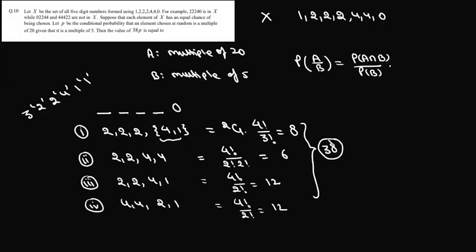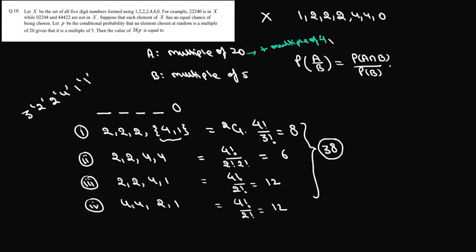Now it says we need to find the probability that the number is a multiple of 20 when it is given that it is a multiple of 5. Now it will be a multiple of 20 when it is a multiple of 5 and it is also a multiple of 4. So for this we need this additional condition. It should be a multiple of 4.